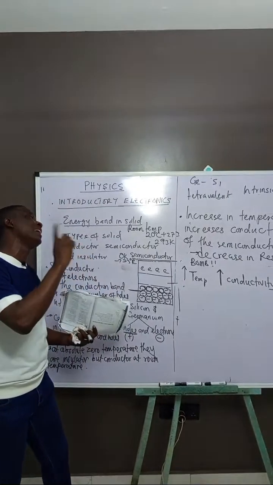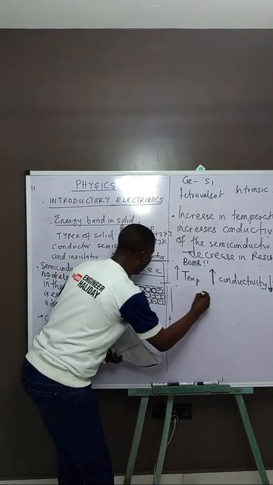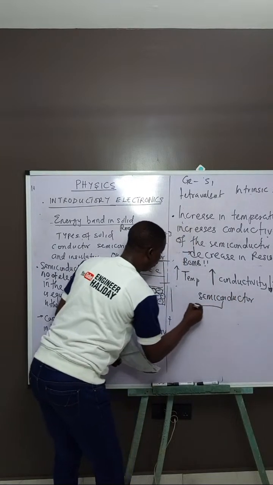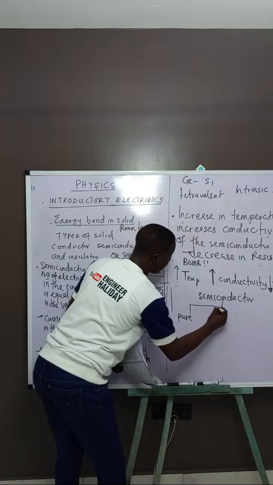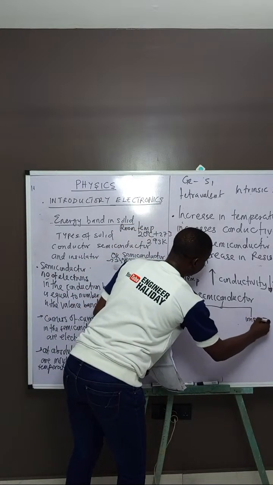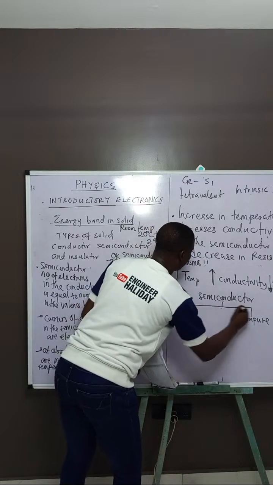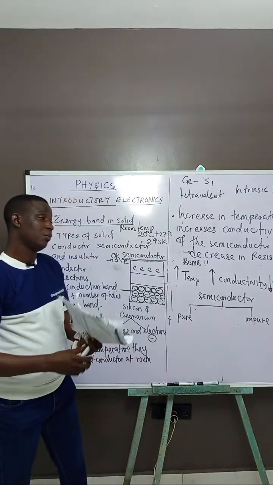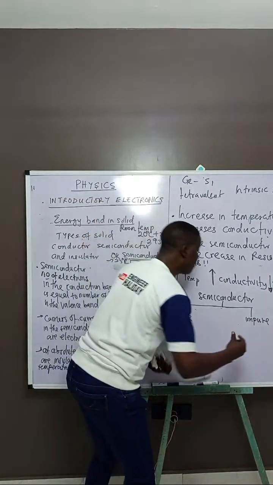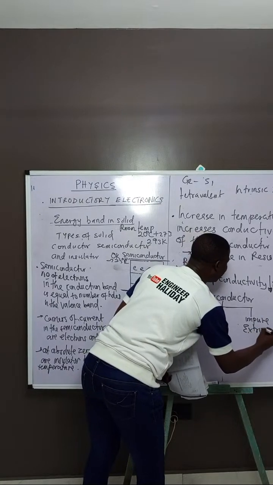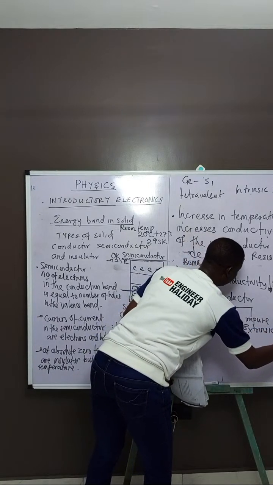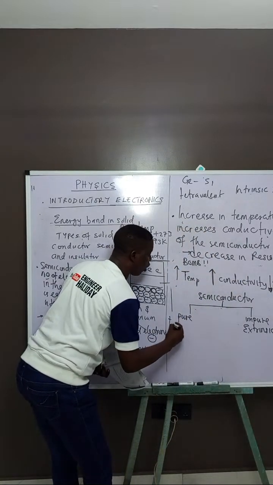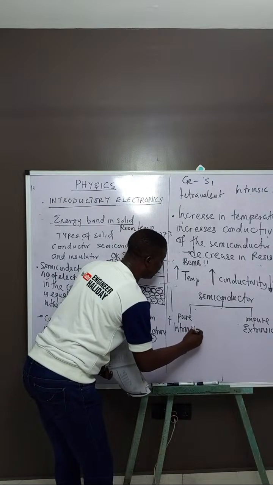The only thing I will now mention is that we have two types of semiconductor: the pure and the impure. When we are talking about one side, there is also the other side, like the positive side and the negative side. Impure semiconductor is what we call extrinsic semiconductor, while pure is called intrinsic semiconductor.